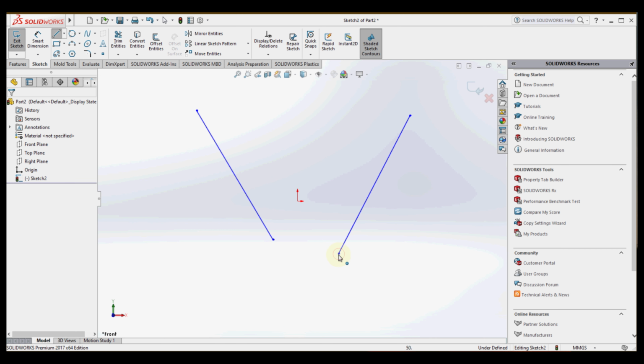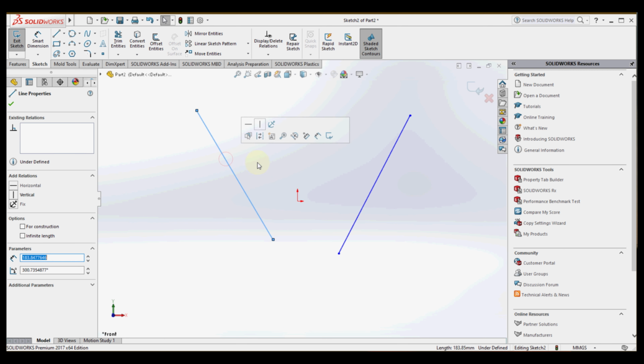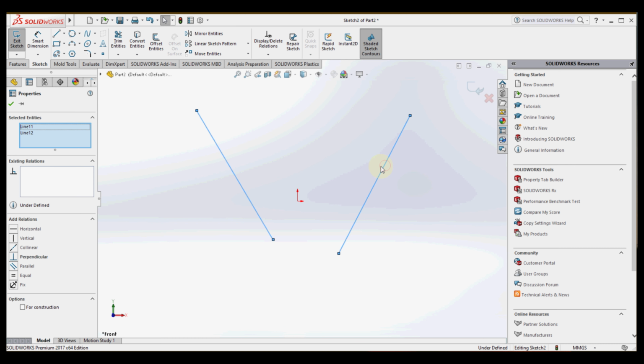By selecting 2 free-drawn lines we can get various options, as we see through the video, by which they can be made horizontal, vertical, collinear, perpendicular, parallel, and equal.